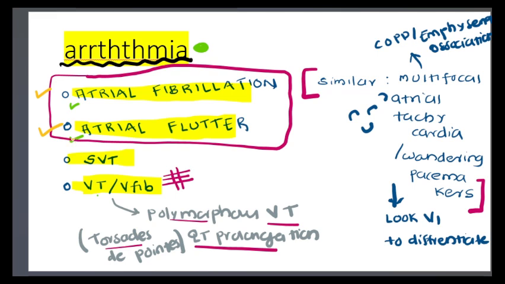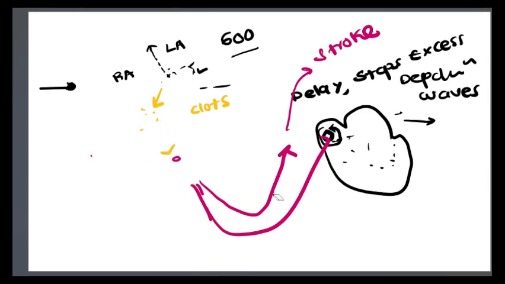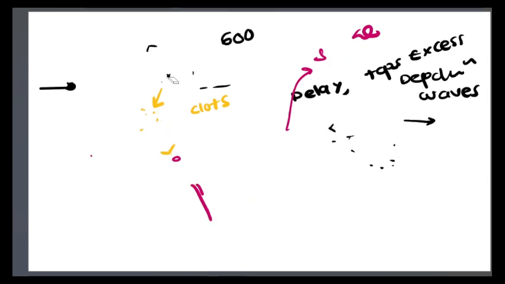Atrial fibrillation basically means the atria, instead of contracting, are just vibrating, or some tremors are happening, not proper contraction. And why is it happening? It's happening because of some re-entry circuits. Let me draw a diagram to show what's happening exactly in atrial fibrillation.